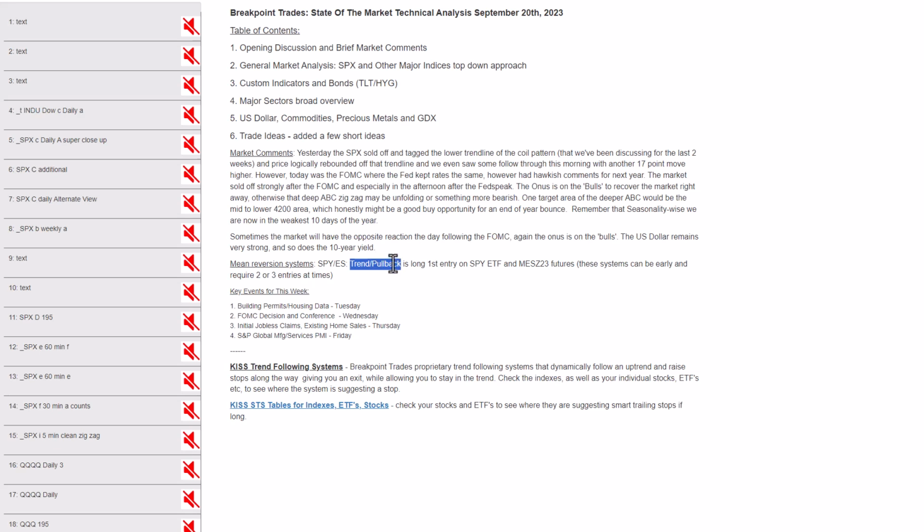If we have that deeper ABC pullback, then likely those systems will need a couple more entries, and it's possible we should see some other subsystems trigger. Again, that's the nature of mean reversion. They buy when things don't look good. Sometimes they buy early, but overall, they have 80-90% winning trades.